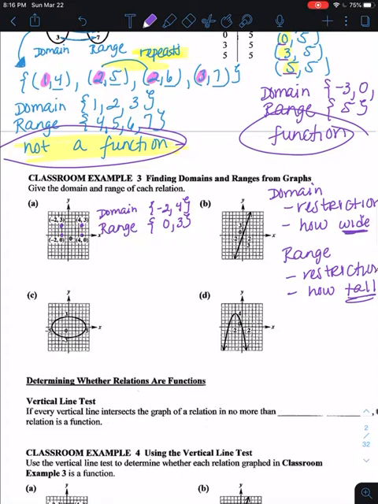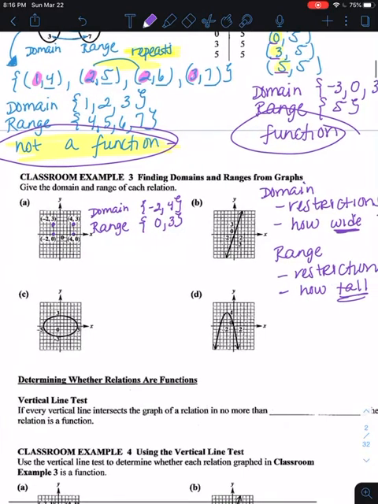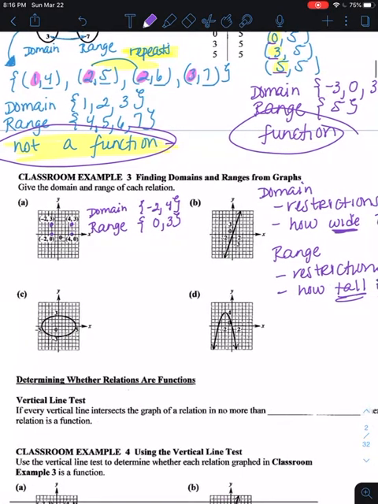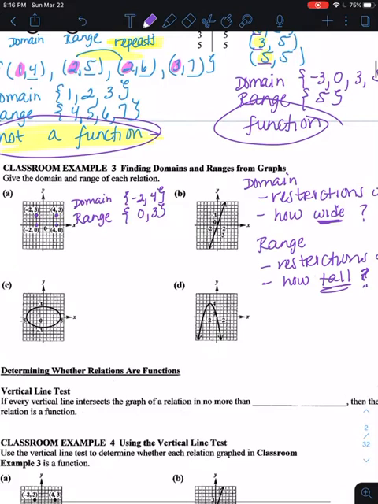All right, so getting down to the other types of graph: how wide, how tall. When you see this graph, first of all, you have an arrow on both ends. That means this graph never ever ends. This line is made up of infinitely many points. I can't even darken in all the points that make up this graph. So there are infinitely many points that make up that line.